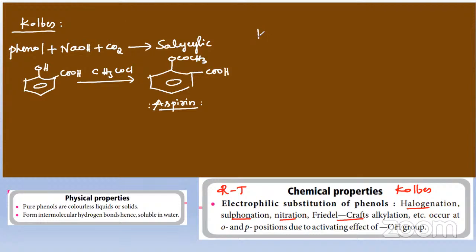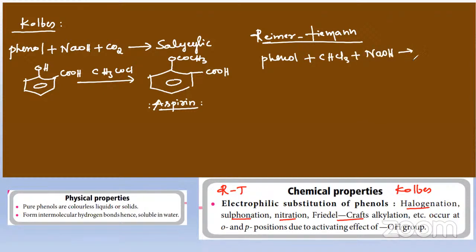So what is the Reimer-Tiemann reaction? This is also an ESR reaction only. When a phenol reacts with chloroform and NaOH, it forms salicylaldehyde. Salicylaldehyde. And this molecule is a phenol having an aldehyde. This reaction we call the Reimer-Tiemann reaction.